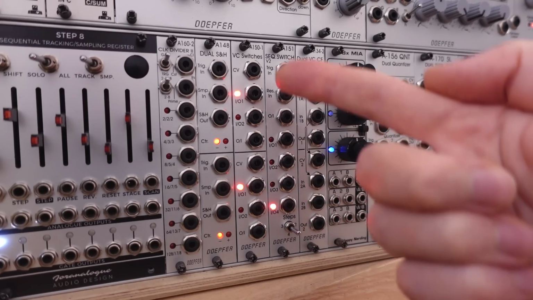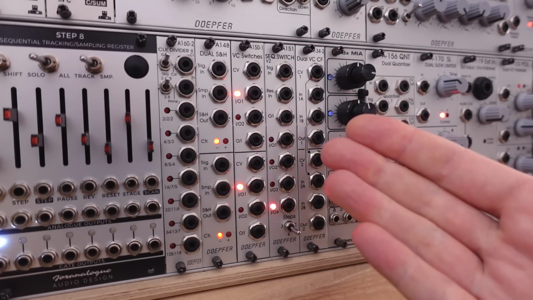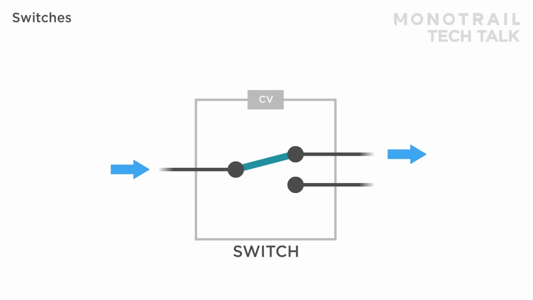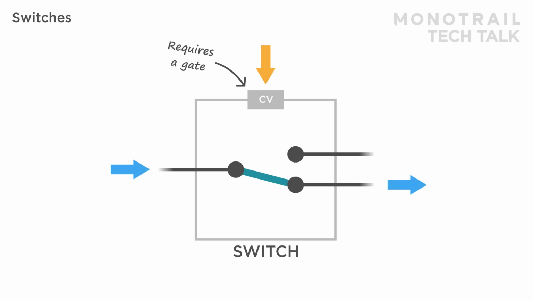For example, the Doepfer A150 is a dual switch, each similar to the one shown in the graphic. It has a CV input that requires a high gate. When there is no gate, the switch is in one position, and when the gate is high, it's in the other position. Also, it can be used in two directions, meaning you can send it two signals and switch to select which of those two signals is sent to a single destination. This is a powerful feature worth looking for in a switch.